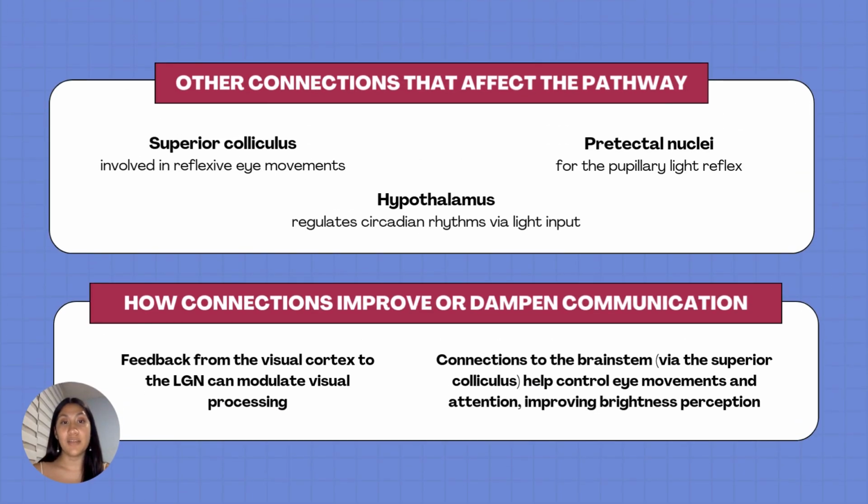Other connections that affect the pathway are the superior colliculus, that is involved in reflexive eye movements, the pretectal nuclei for the pupillary light reflex, and the hypothalamus that regulates circadian rhythms via light input. And how do connections improve or dampen communication? Well, feedback from the visual cortex to the LGN can modulate visual processing, while connections to the brainstem help control eye movements and attention, improving brightness perception.